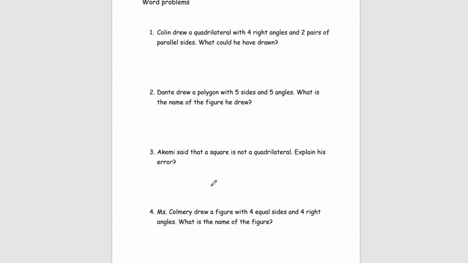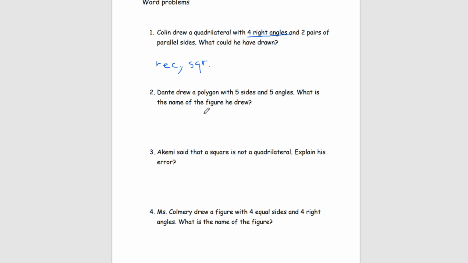Alright, for our word problems, number one, Colin drew a quadrilateral with four right angles and two pairs of parallel sides. What could he have drawn? Our main hint for this one is four right angles. We don't have to write it out to figure this one out, because remember, the only two quadrilaterals that have four right angles are squares and rectangles. So that tells us that the only possible ones that he could have drawn are a rectangle or a square.